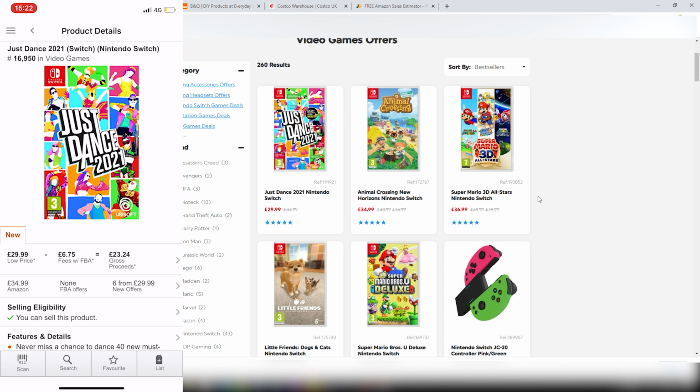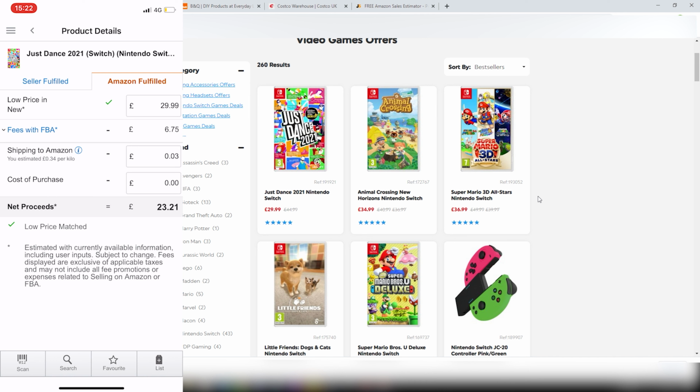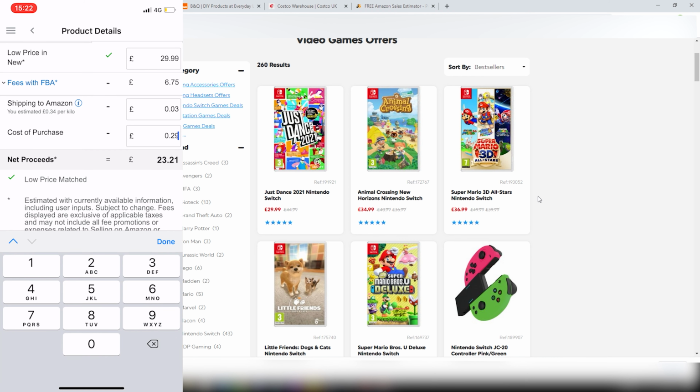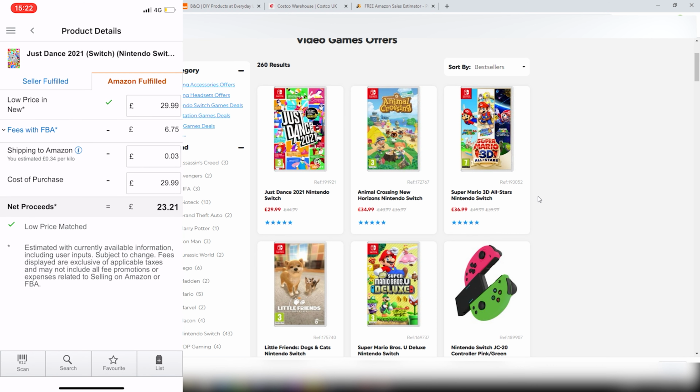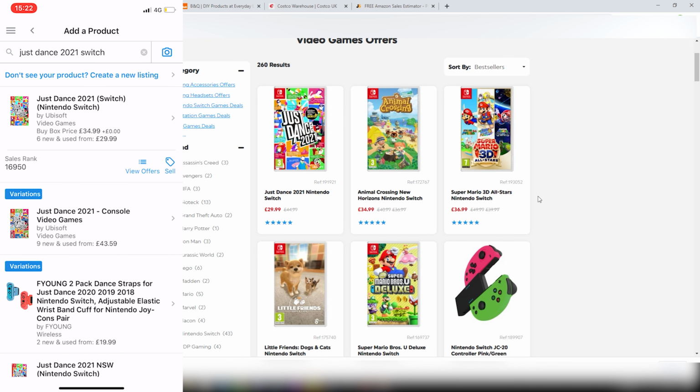And I can see that pricing wise, it's probably going to be a little bit tight, but I'll just show you it anyway. So lowest price is $29.99 with $34.99 for what Amazon are selling it for. But because this is already $29.99 on the website, you will end up selling this for a loss. So that wouldn't be an example of a good product, but it was the first one that I started with.